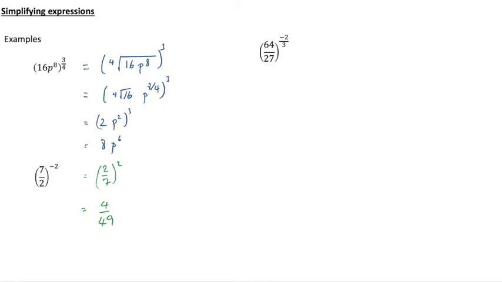Next example, we've got 64 over 27 to the minus 2 over 3, and so again first of all we deal with the minus by flipping the fraction up, so we have 27 over 64 to the power of plus 2 over 3. Then we're going to deal with the root first and then the power. So we have the cube root of 27 over 64, and we can cube root the top and cube root the bottom. Cube root of 27 is 3, cube root of 64 is 4, so that gives us 3/4, which still needs to be squared, and we square the 3 to get 9 and the 4 to get 16, so we end up with 9/16.